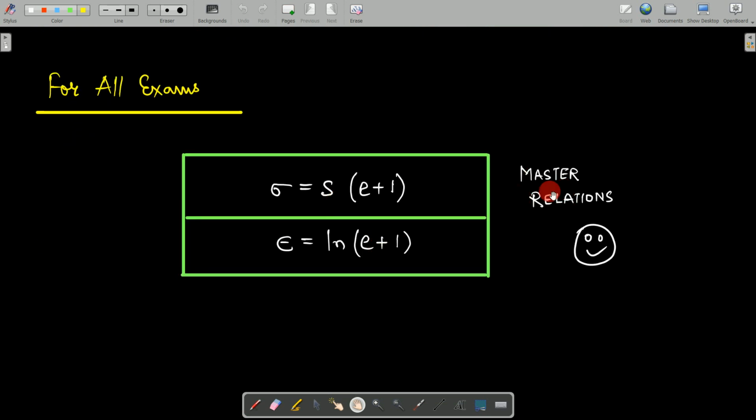So please, I'll call these relations master relations, because so many times, frequently in all exams, they ask a question related to this true stress and true strain. So you need to mug these two relations up in order to avoid losing your score. So sigma is equal to S into (e plus 1) and epsilon is equal to ln(e plus 1). It's quite easy to remember. e plus 1 is common in both. So if there is sigma, there you need to write S. If there is epsilon, you need to write ln. Okay. So remember these two master relations of true stress and engineering stress, and true strain and engineering strain.